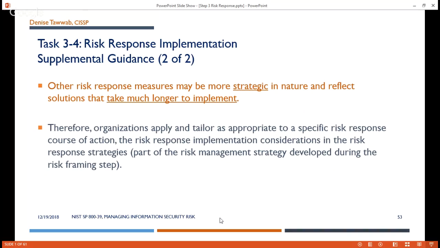Other risk response measures may be more strategic in nature and reflect solutions that take longer to implement. Therefore, organizations apply and tailor as appropriate to a specific risk response course of action the risk response implementation considerations in the risk response strategies. And so now we're looking at the risk management strategy developed during the risk framing step.